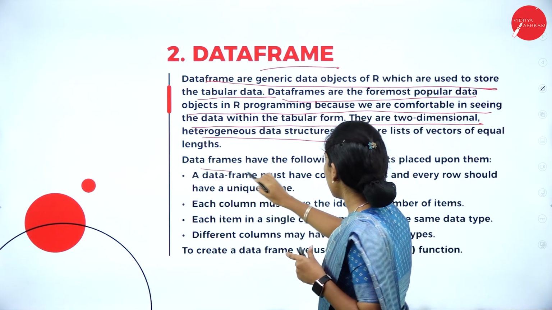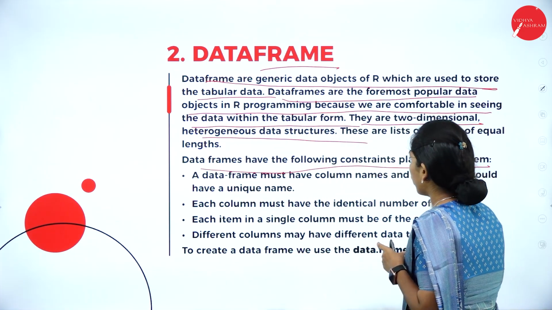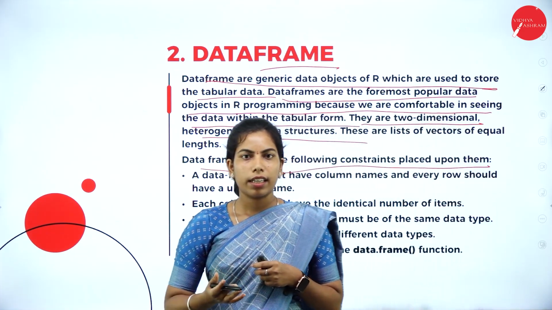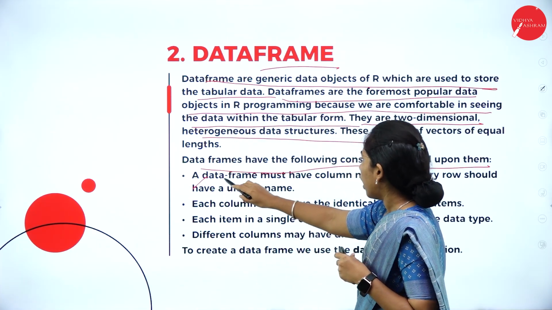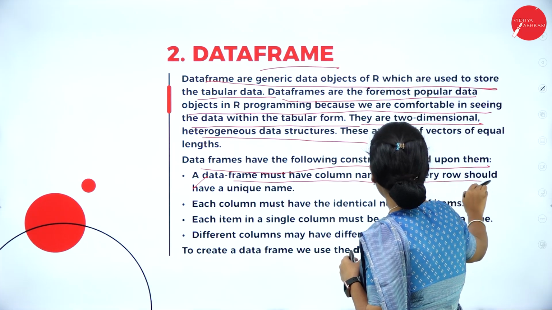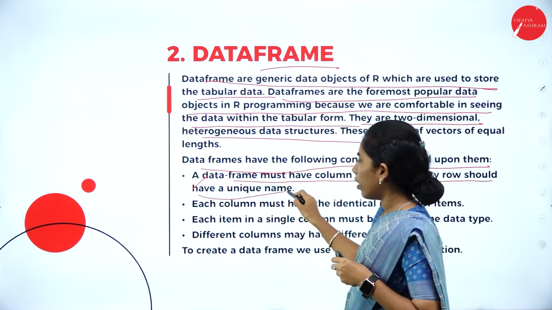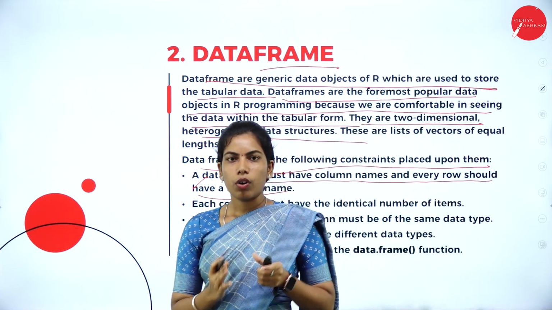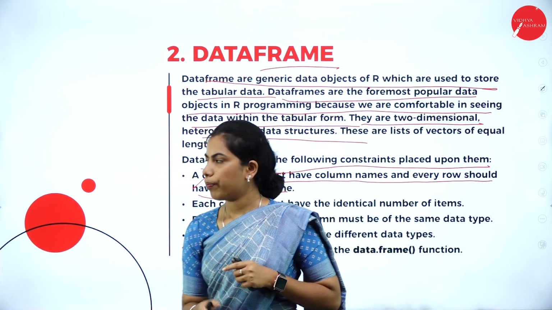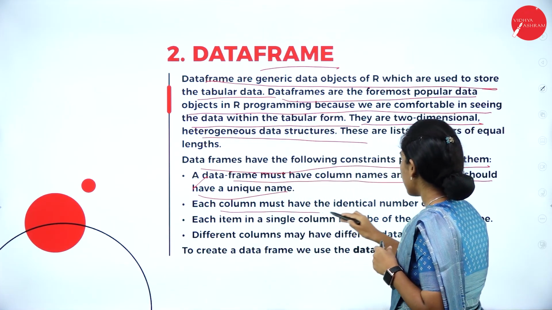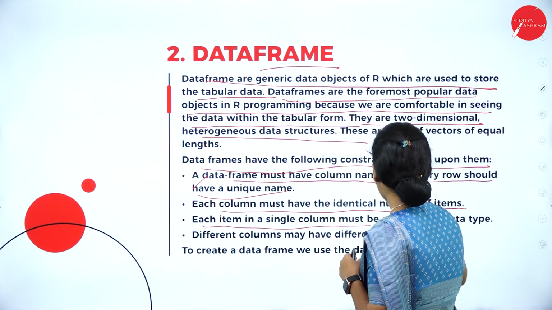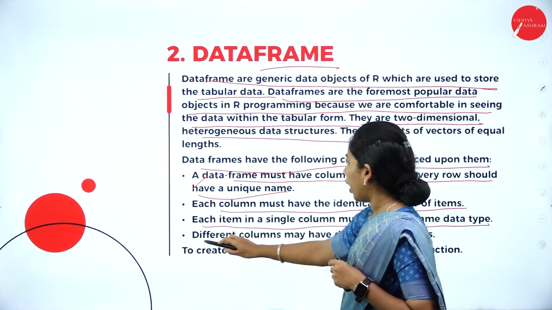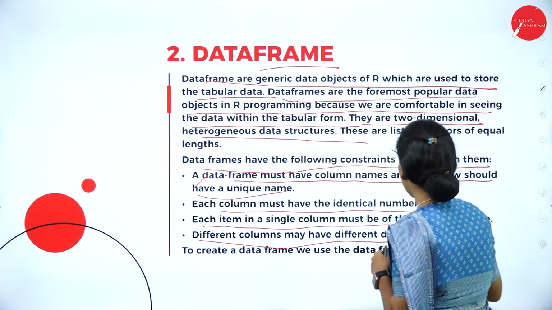Here you can see the following constraints placed upon them. While we declare the data frame, we have to follow some rules. The first one says a data frame must have column names and every row should have a unique name. Each column must have an identical number of items. Each item in a single column must be the same data type, and different columns may have different data types.